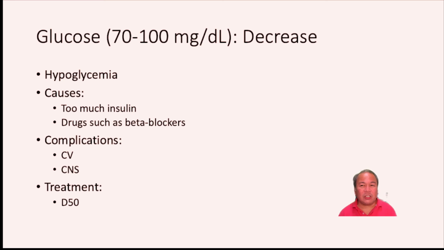Now, what are the complications for hypoglycemia? Worst case scenario, you guys, there are cardiovascular complications, and they can be as bad as ventricular tachycardia or VFib. In terms of the CNS, central nervous system, unconsciousness. So what is the treatment for hypoglycemia? Bingo. You got that right. It's D50. Okay, so this is the first portion of the chemistry 7 when it comes to the electrolytes.